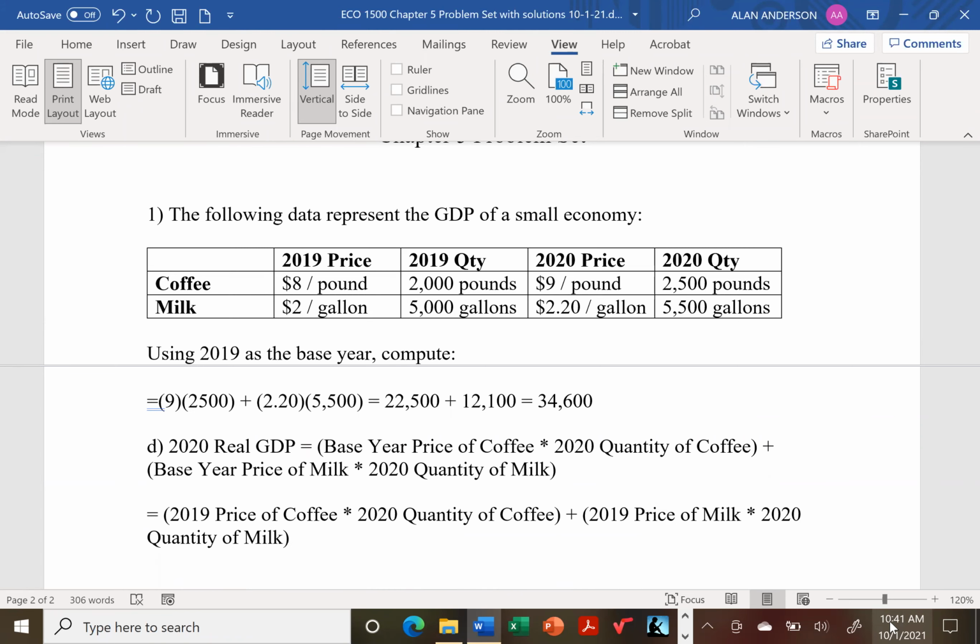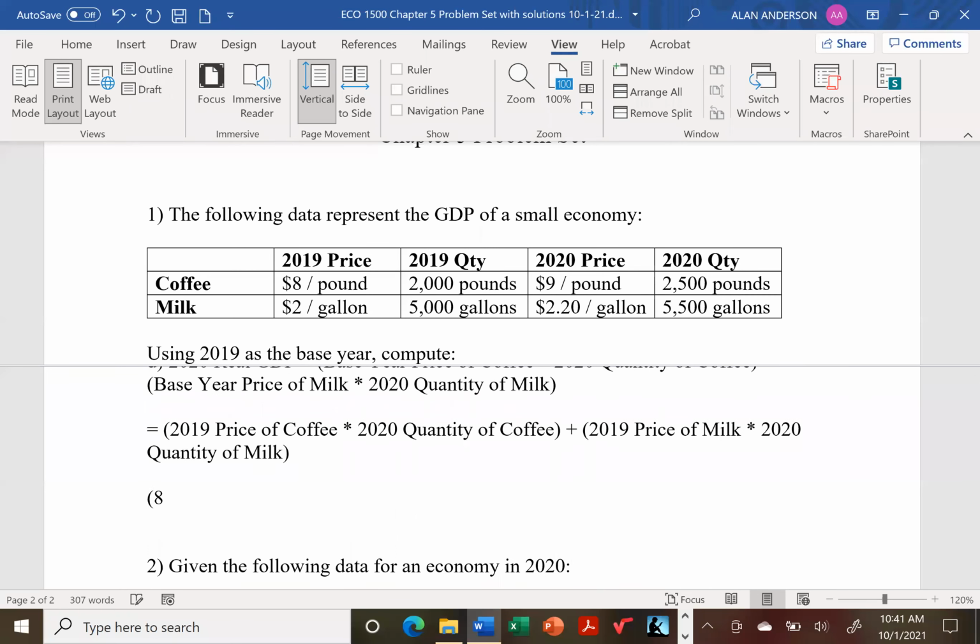All right. So in 2019 price of coffee, we go back into the chart and we see $8. And that's multiplied by the 2020 quantity of coffee, which is 2,500. And then for the milk, the 2019 price was 2, but the quantity in 2020 is 5,500. All right, so that's 20,000 plus 11,000, which is 31,000. Okay.